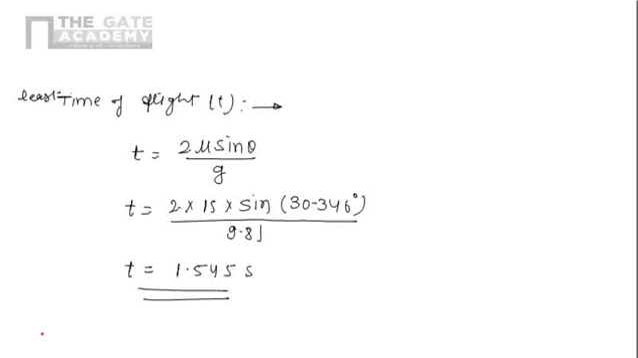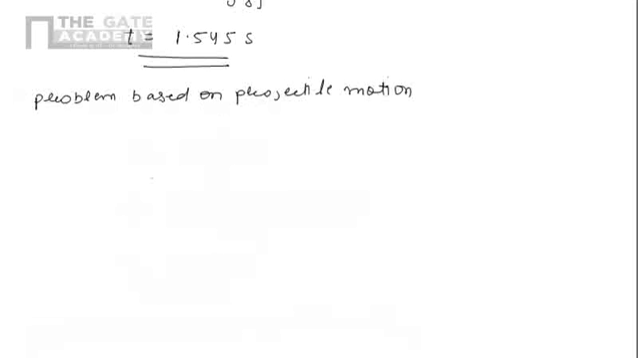Let's take another problem based on projectile motion. Here I am describing the problem with the help of a diagram. A tower AB is given, and the height of the tower is 60 meters.